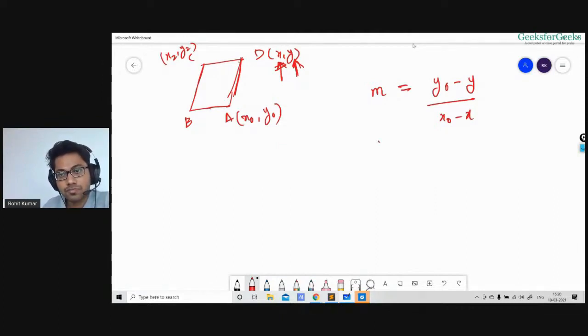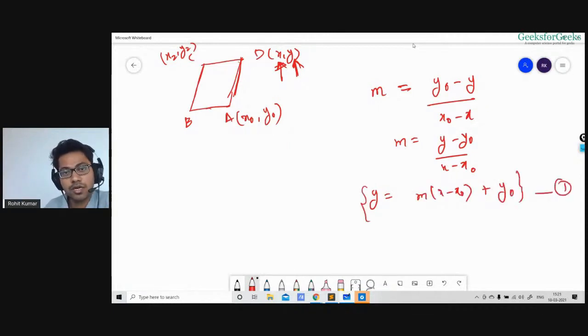So over here it will be, okay, just a second, I can also write this as y minus y naught by x minus x naught, right? So if I cross multiply, my y becomes m times x minus x naught plus y naught. Okay, so this is my one equation. I'll take this as equation one. Now let me come to equation two.